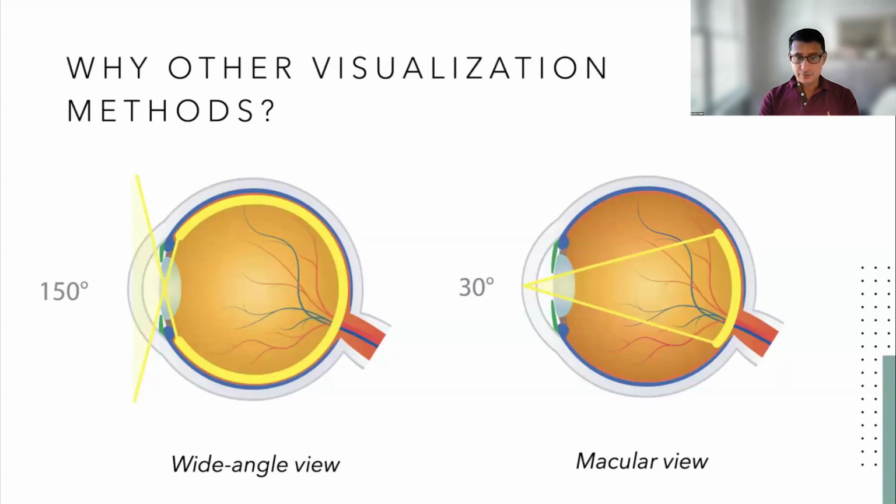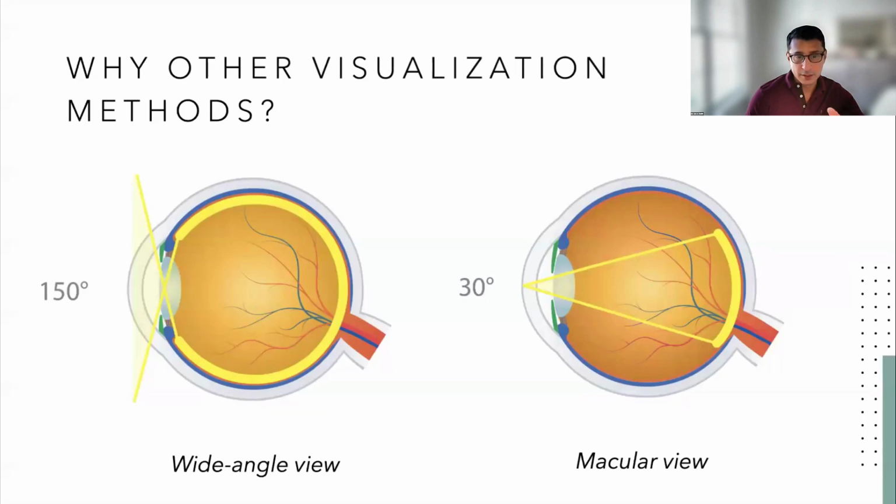Now, why are there other visualization methods? If we can directly view, why would there be other visualization methods? Well, we need two specific visualization methods. We need a high mag and we need a low mag. And under low mag, we don't just want low mag, we also want a wide field of view.